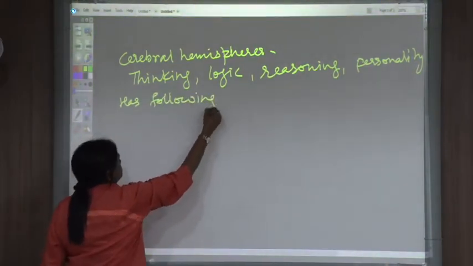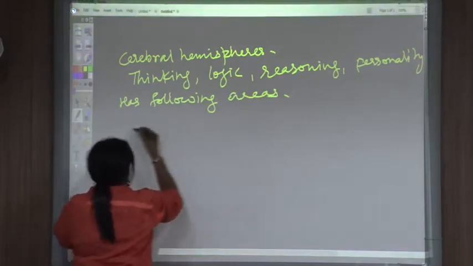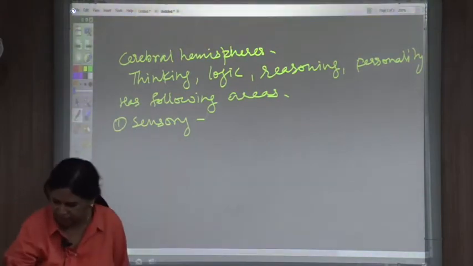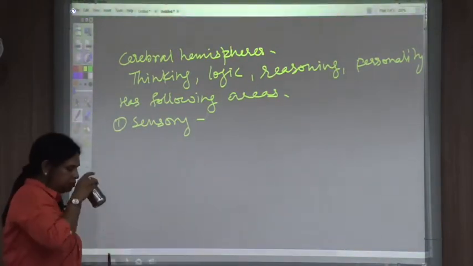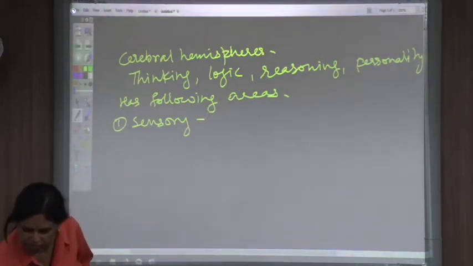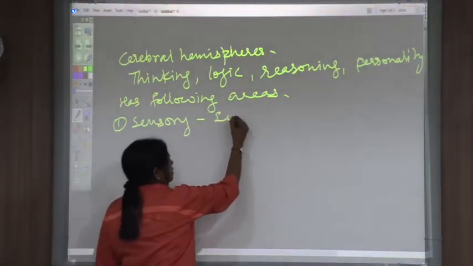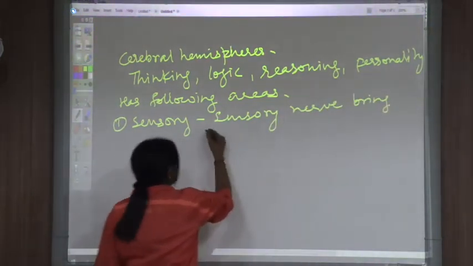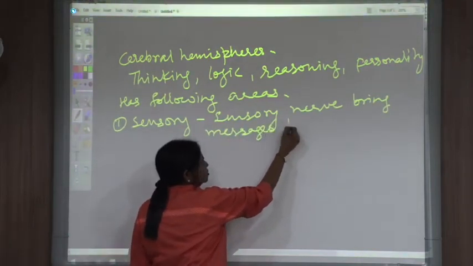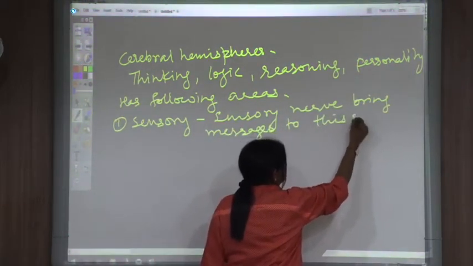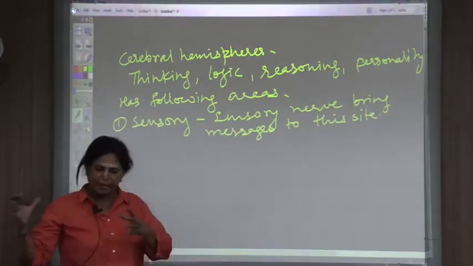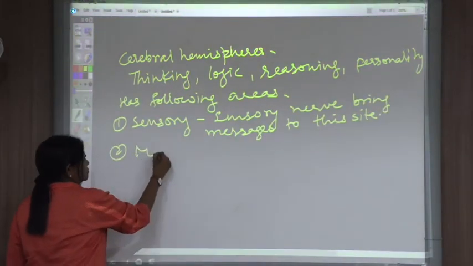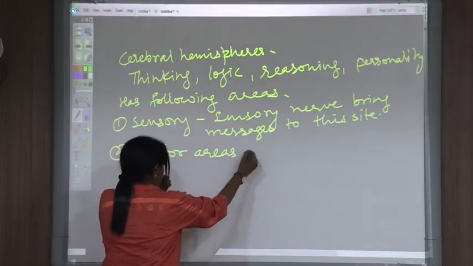Now it has the following areas. The cerebral hemisphere further has many areas performing different functions. Like the first one is called the sensory part. Now this sensory part will be processing the sensory information, like messages. Now the nerves will be bringing the messages to this part. Sensory means the messages are coming from the sense organs and they'll be processed at this part.